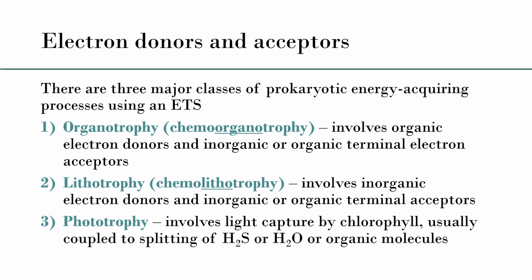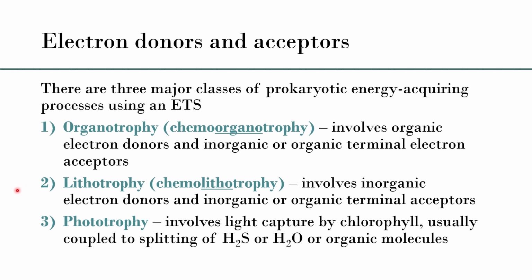So there are three major classes in how prokaryotes acquire energy using an electron transport chain that we're going to go over. There's organotrophy or chemoorganotrophy. This is us. This is the one we're most familiar with. We take an organic molecule and we use that as an electron donor. So we're taking the electrons and the energy and the carbon from this organic molecule that we eat. But our terminal electron acceptor can be organic or inorganic. Oxygen is an inorganic molecule. So usually, if we're talking about humans, we are using that inorganic terminal electron acceptor.